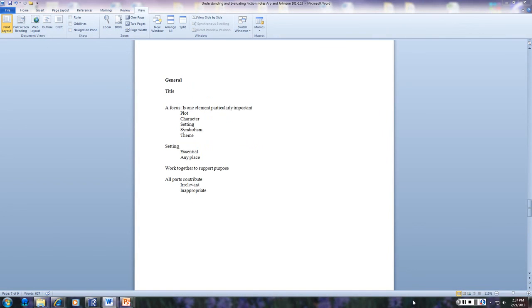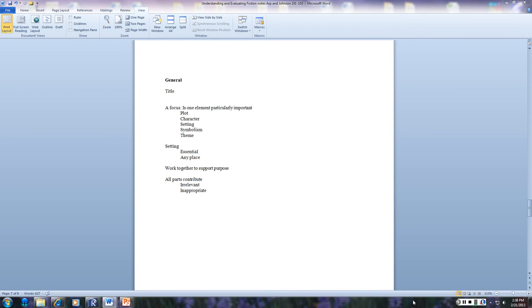And finally, with regard to general elements, look at the title. How does it contribute? When we looked at poems, there were titles that gave us insight into the meaning of the poem. Is there one element that is particularly important? Is the plot particularly important? The character, the setting, the symbol, the theme? As we look at stories, we are looking at a story in a chapter that focuses on an element. So think in terms of how that element is particularly important in that story.